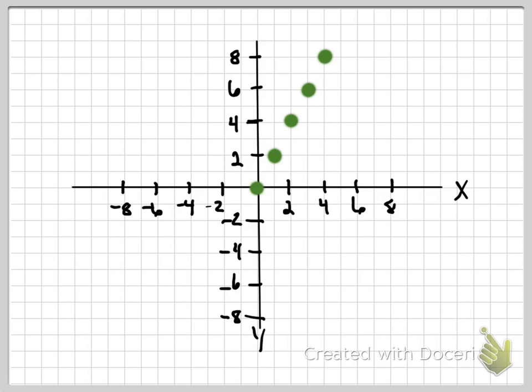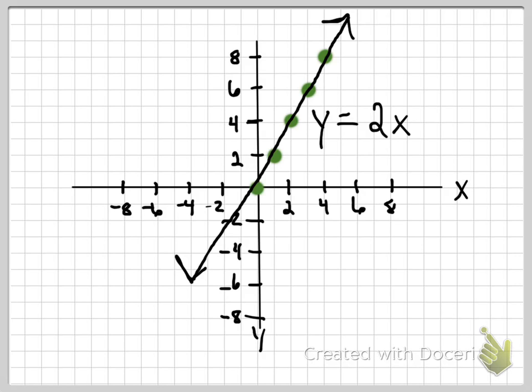Now what do I need to do? Draw a straight line with arrows on both ends. Am I done? What's the last thing I need to do? I need to write the function rule. What was the function rule that we figured out? Y equals 2x. And now we're done. We've graphed the function. Okay? So that's everything you need to know for this section.